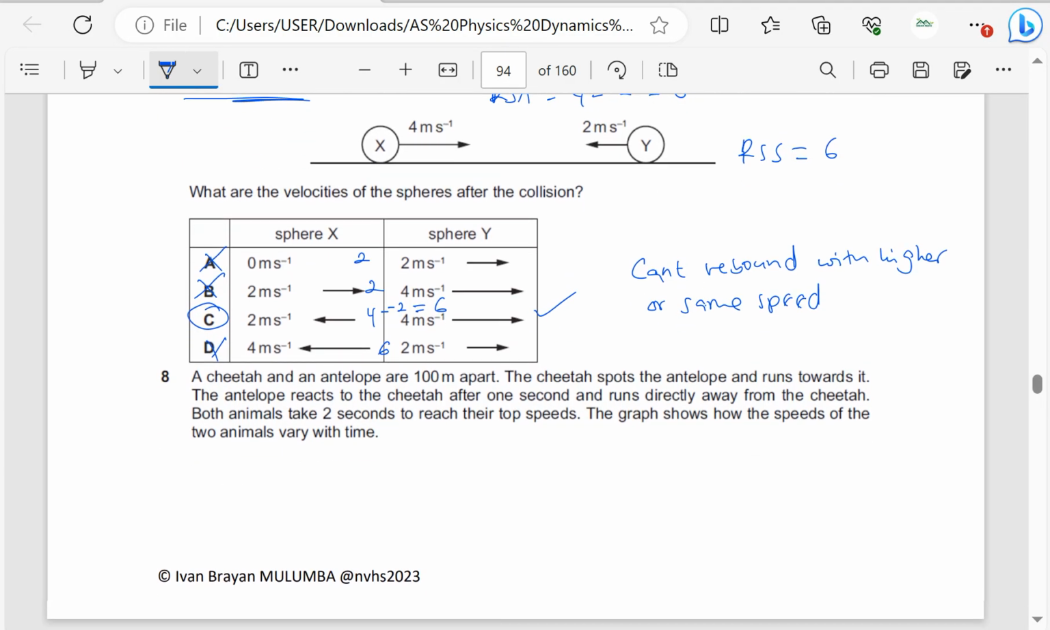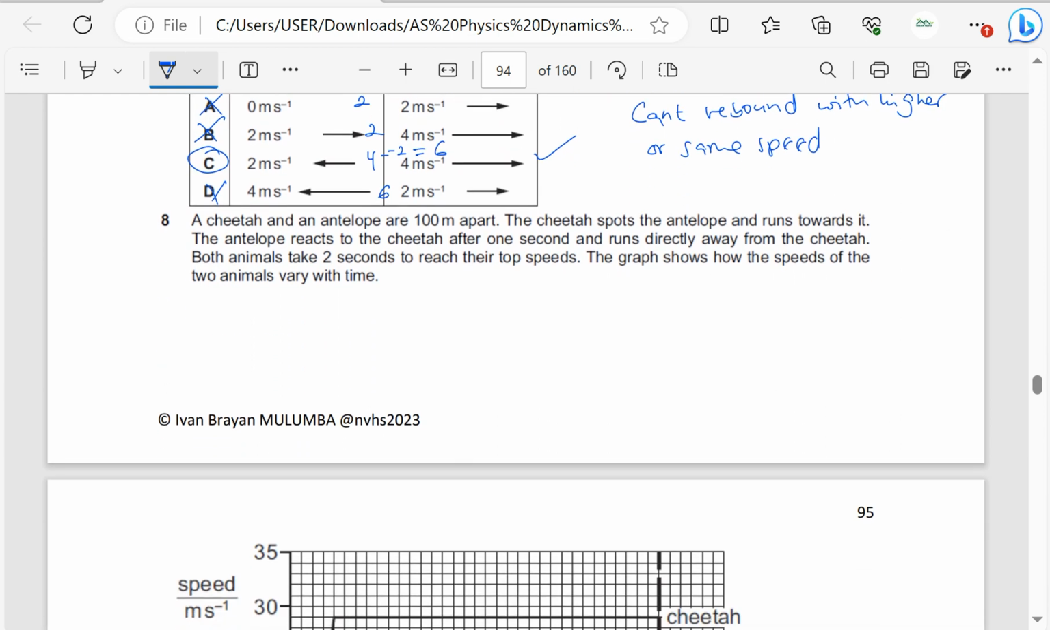So in part 10, I think we stopped around here, and part 11 is going to start from this page, approximately page 95. So this is part 11. A cheetah and an antelope are 100 meters apart.